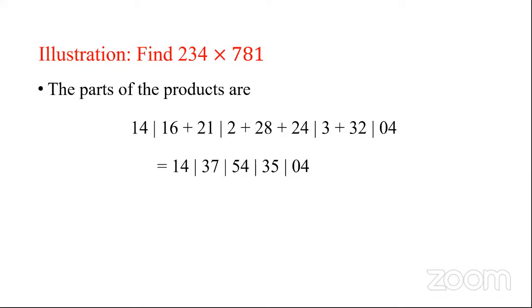Now the 5 parts are to be added from right to left. 4 as it is. 0 plus 5, 5. 3 plus 4, 7. 5 plus 7, 12, 1 carry. So 4 plus 14, 18. Final answer: 182,754.